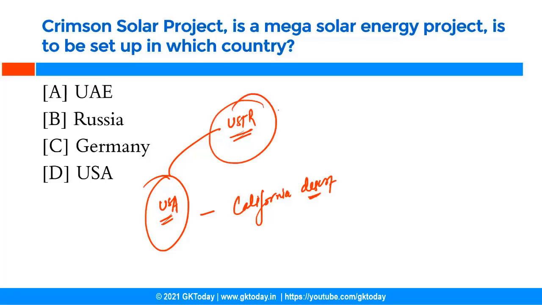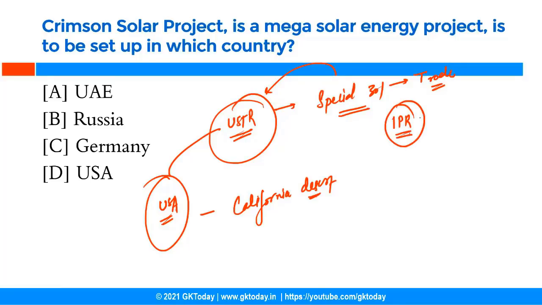So USTR published a report and it is Special 301 report. So this report is related to trade and this is published by USTR. This report focuses on the effectiveness of IPR regime in different countries. What is IPR? It is intellectual property rights. In simplest term, this report tried to identify the trade barriers for the companies of United States in terms of intellectual property laws in different countries.